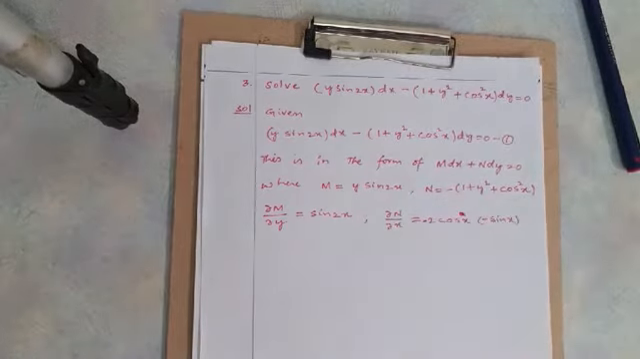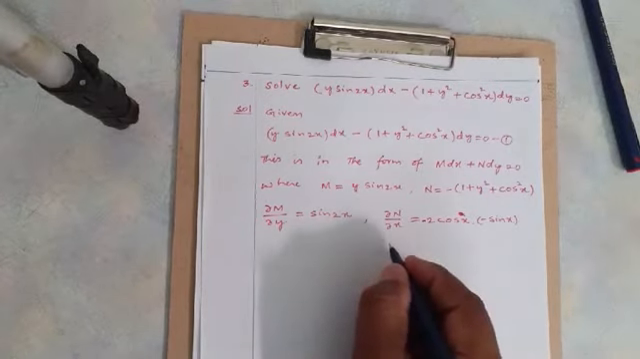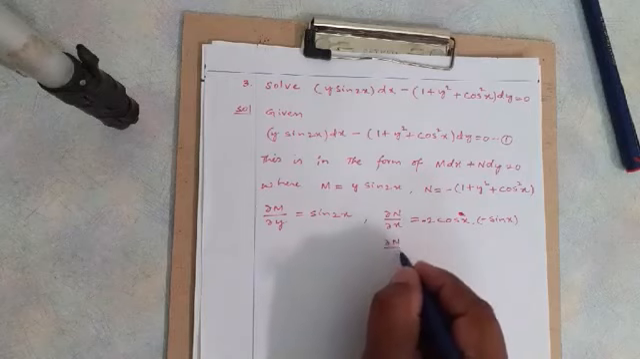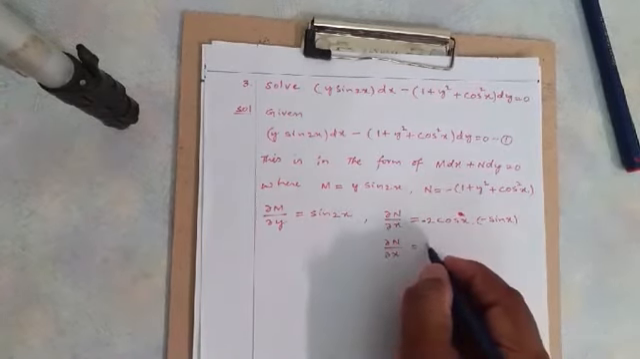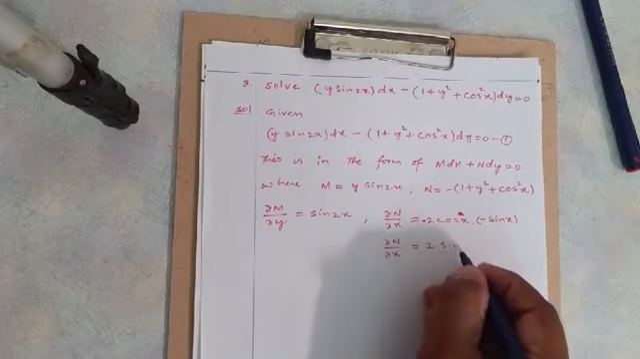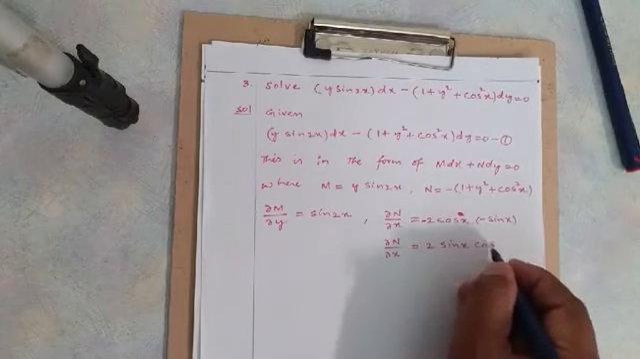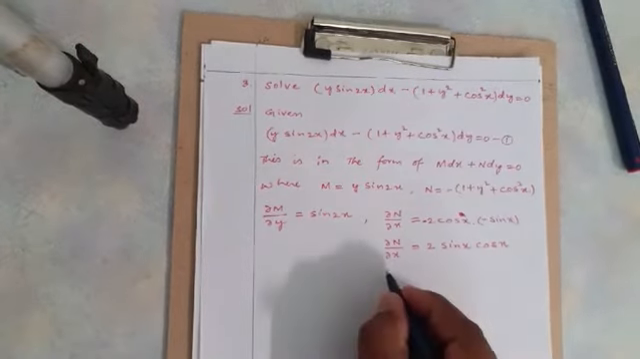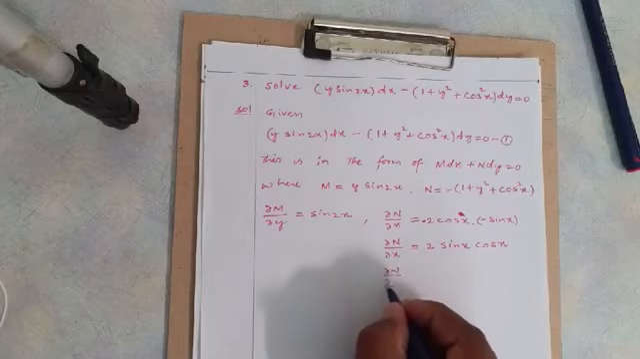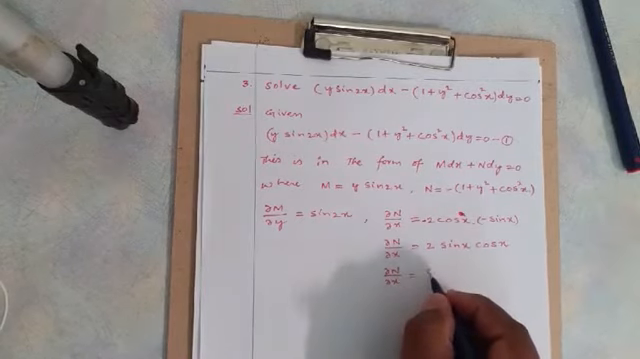As you know, d by dx of cos x is minus sin x. Now when you write it again, you get ∂N/∂x is equal to minus or minus plus. So I can write 2 sin x cos x. As you know, sin 2x is equal to 2 sin x cos x. So I can write ∂N/∂x is equal to sin 2x.